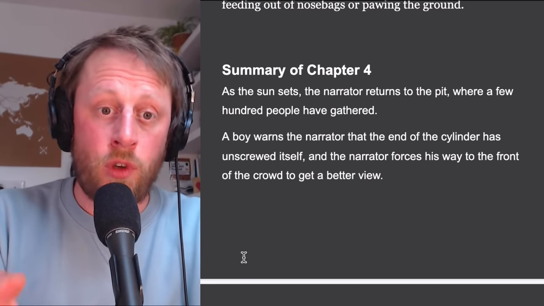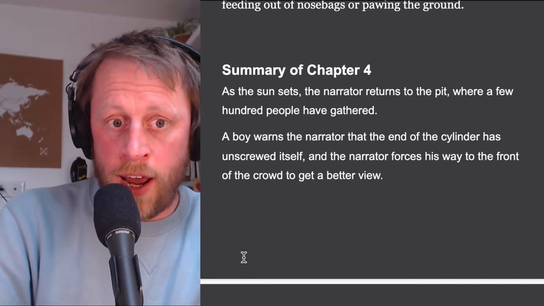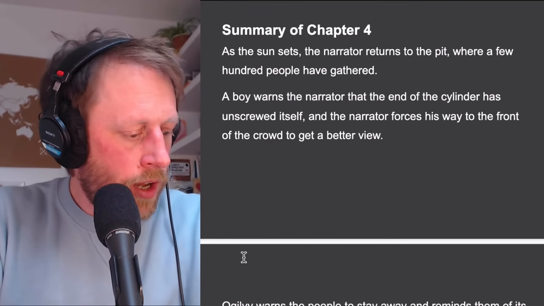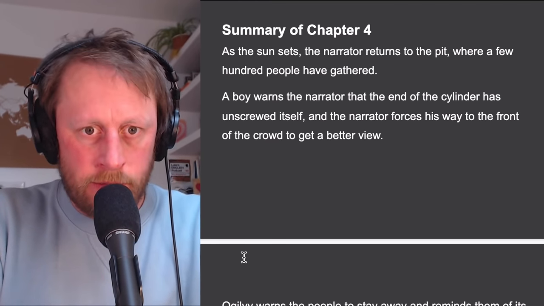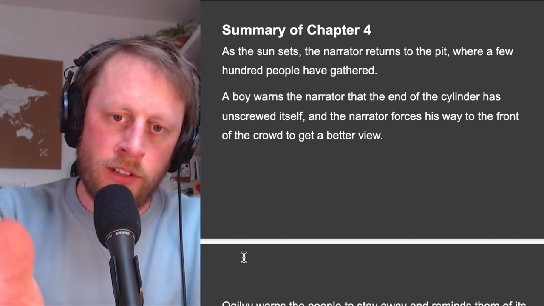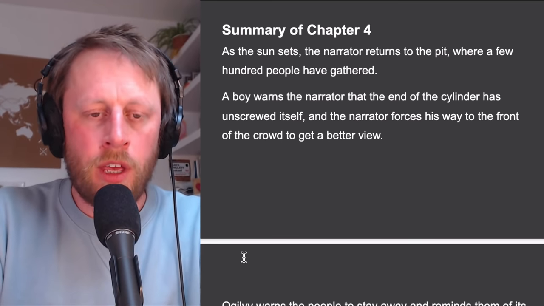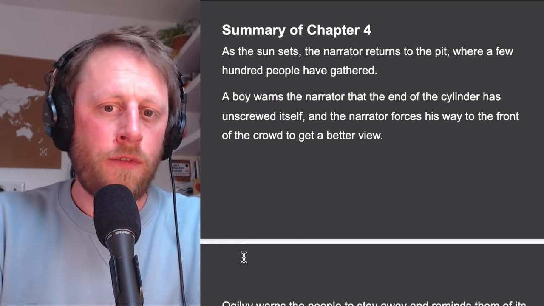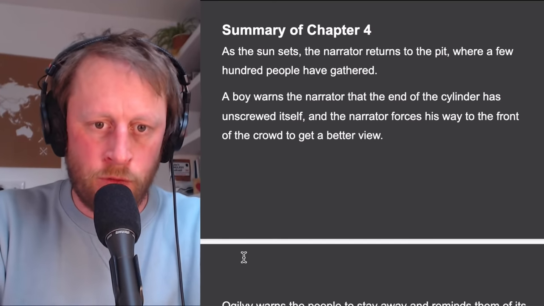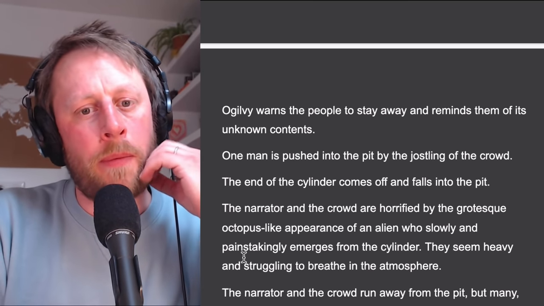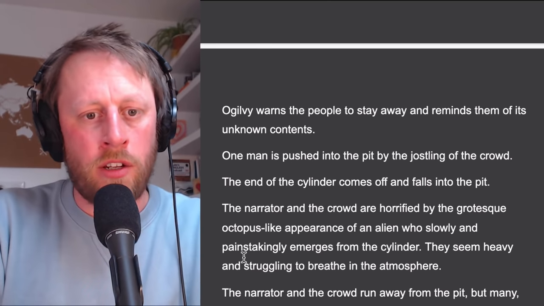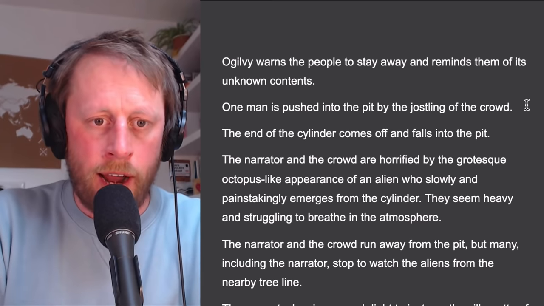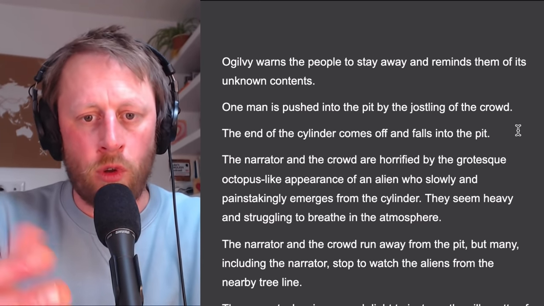Anyway, I'm now going to give you a summary of chapter four, what we've just read, in plain English, just to make sure that you are understanding everything. So, as the sun goes down, the narrator returns to the pit where a few hundred people have gathered. A boy warns the narrator that the end of the cylinder has unscrewed itself, and the narrator forces his way to the front of the crowd to get a better view. Ogilvy warns the people to stay away and reminds them of its unknown contents. One man is pushed into the pit by the jostling of the crowd. The end of the cylinder comes off and falls into the pit.